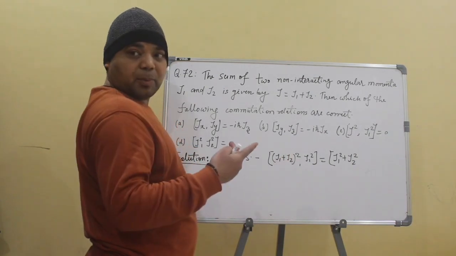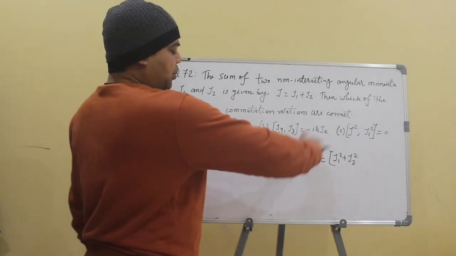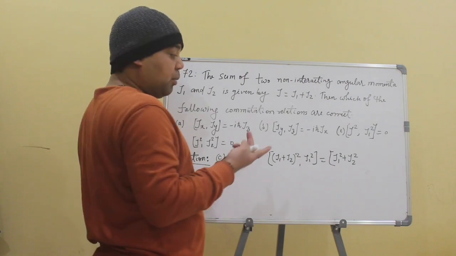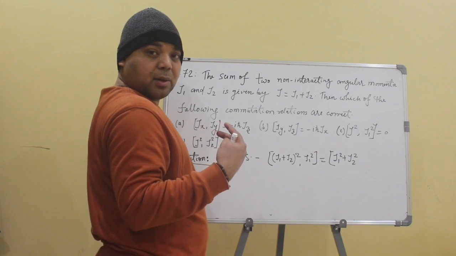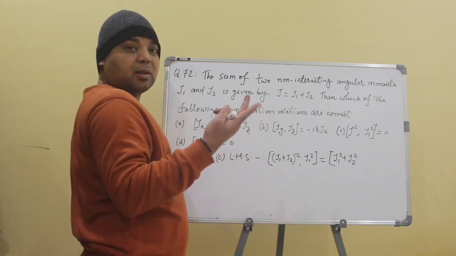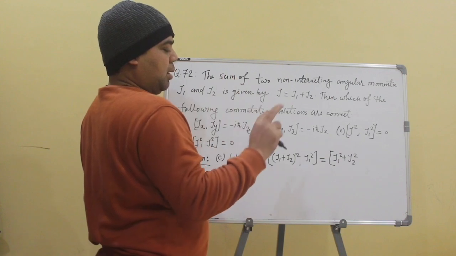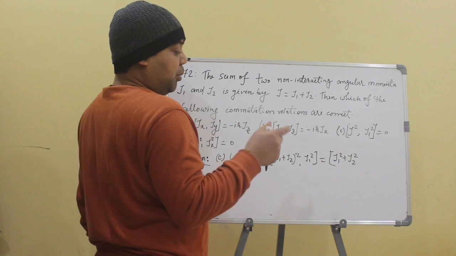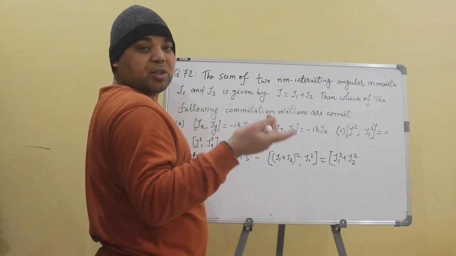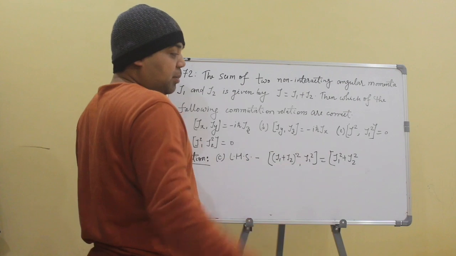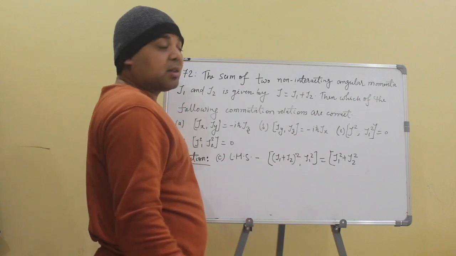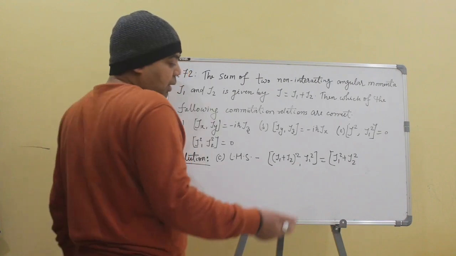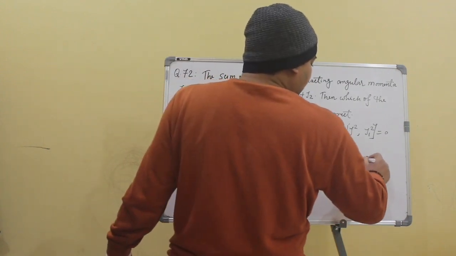If J1 and J2 are independent, then the order of multiplication doesn't matter. But if they are operators, then their commutation will be important. So J1 J2 may not be J2 J1 in some cases. That is the property of operators: they may not be commutative, they may not be abelian. But here it is 2 J1 J2.